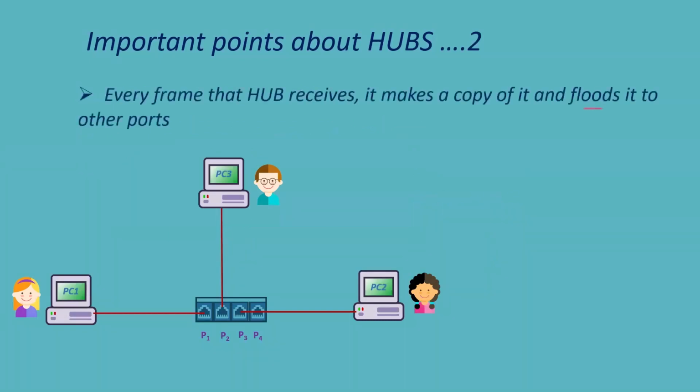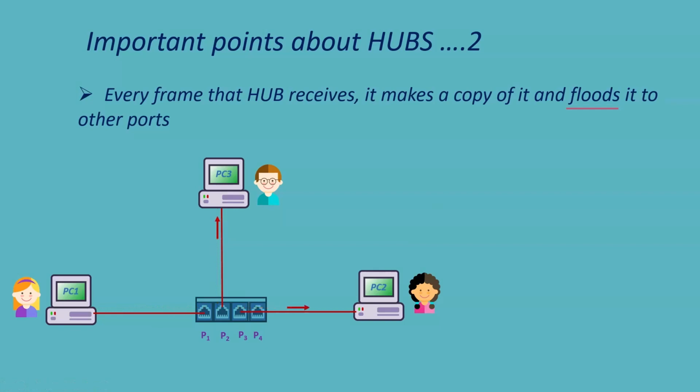Now, this is the most important point about hubs, very critical. This is where it works. Any frame that enters the hub, the hub makes a copy of it and floods it to the other ports. It doesn't care what the destination address of the frame is. A hub is a dumb or non-intelligent device. Any frame that comes into it, it just blindly makes copies of the frame and floods it to the other ports. So let's picturize this.